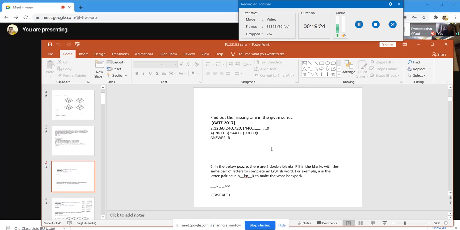And you can find out the missing number in the given series. You think over it: 2, 12, 60, 240, 720, 1440. What is your next answer? The same one, 1440. How can we find this? 2 into 6 is 12, then again 5 into 12 is 60, and then 4 into 60 is 240. Likewise, at the last we have to multiply with 1. So 1 into 1440 is equal to 1440. So it is multiplied with the decreasing order of numbers. That's it. So you can find out the series.